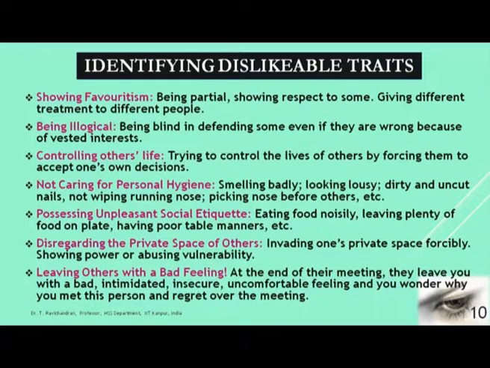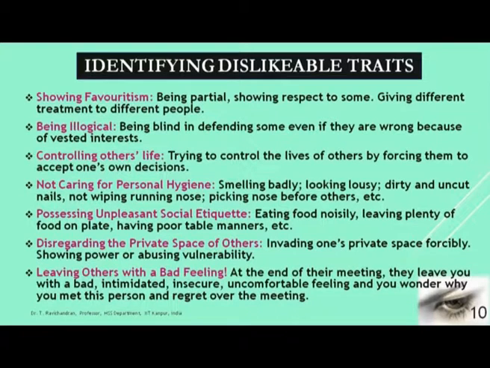There's another trait that people don't like in others: when they disregard the private space of others. In the previous course we discussed the private space, where there is an arm's distance you should maintain. Now, going and sitting close to others, especially the opposite sex, without their permission, reaching the level of touching them without their permission, and forcibly, and sometimes trying to show power or abusing the vulnerability of subordinates. That is something people dislike, this disregard.